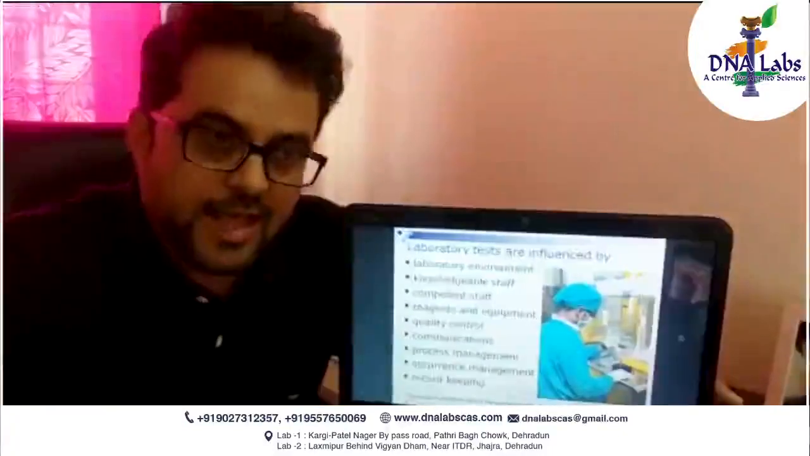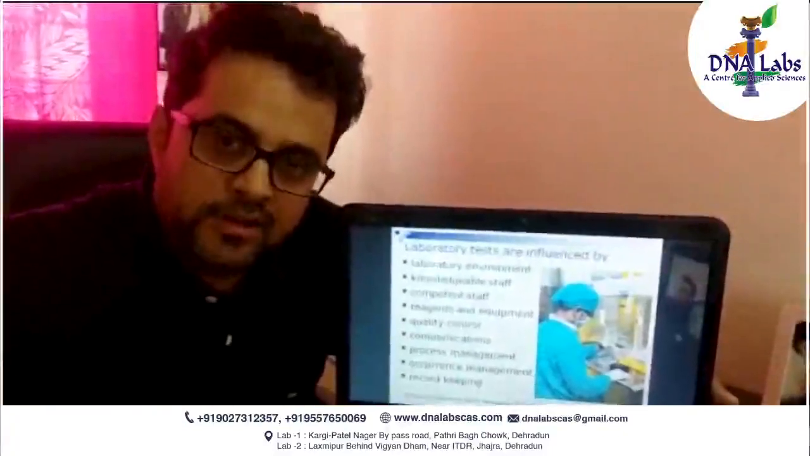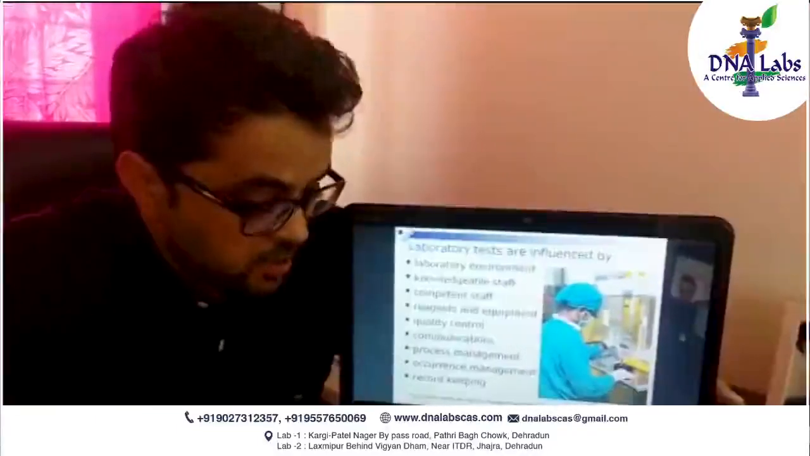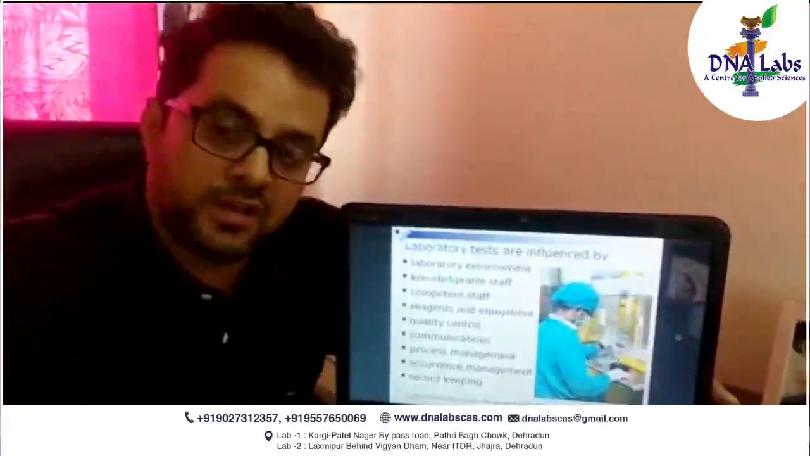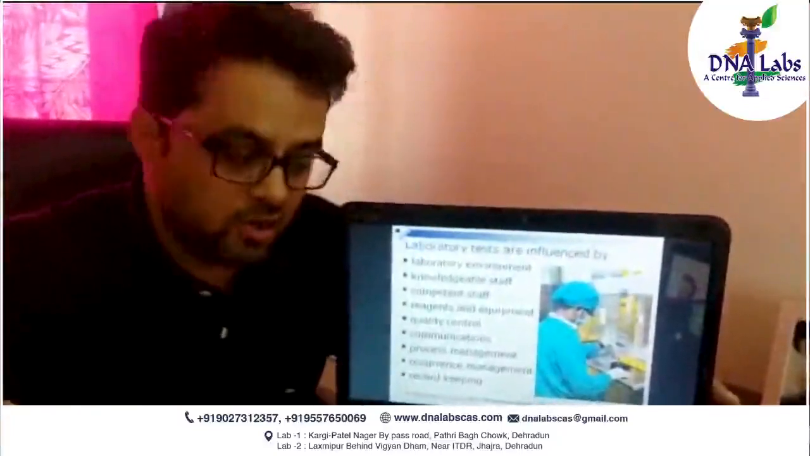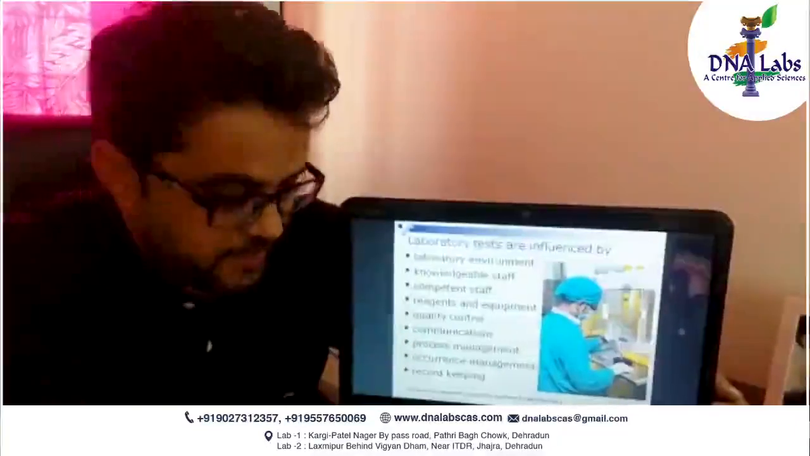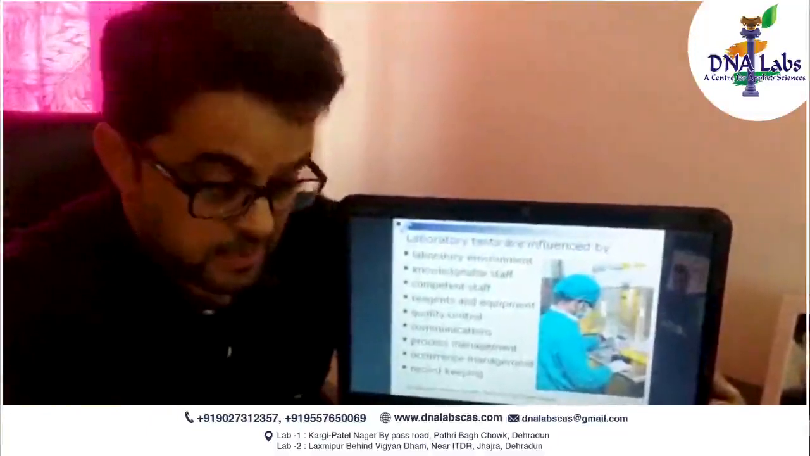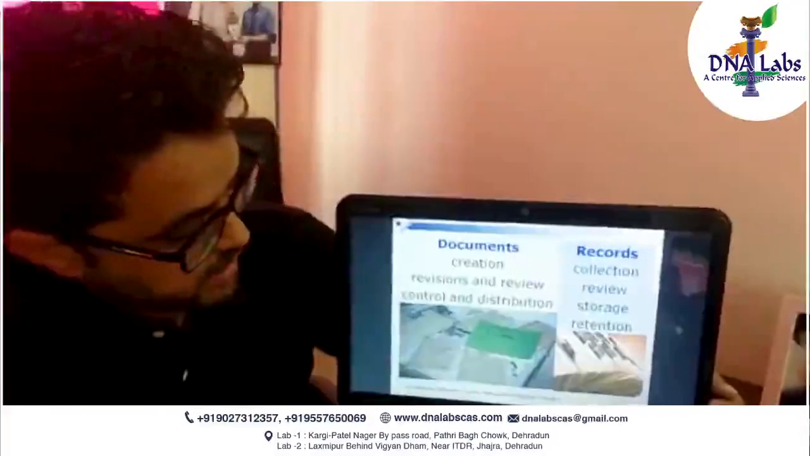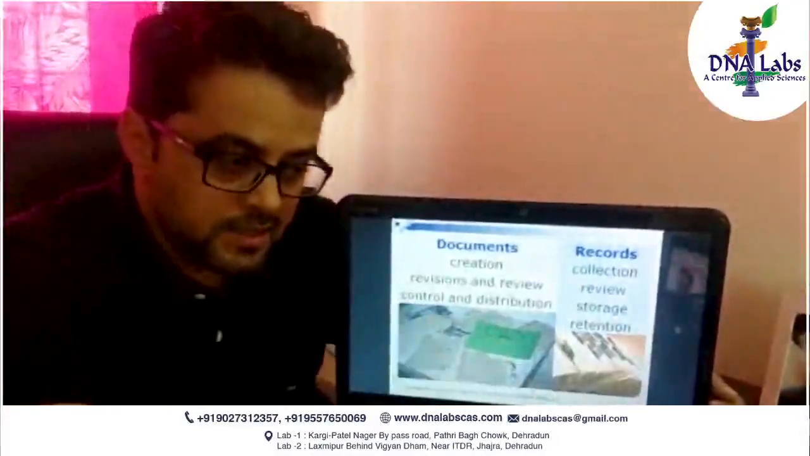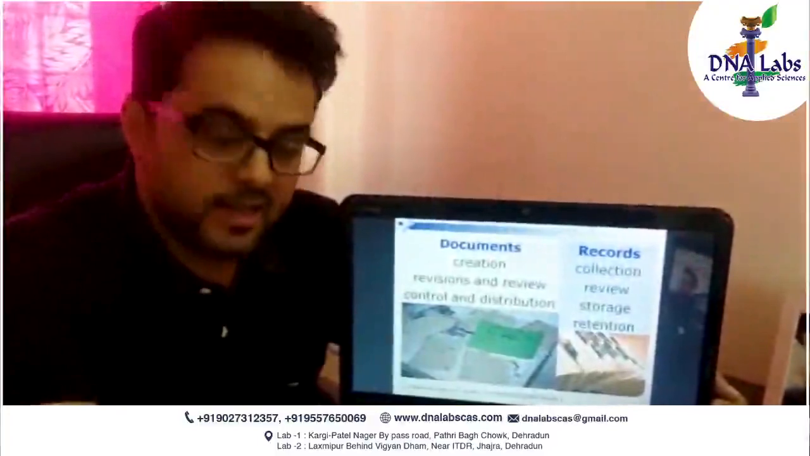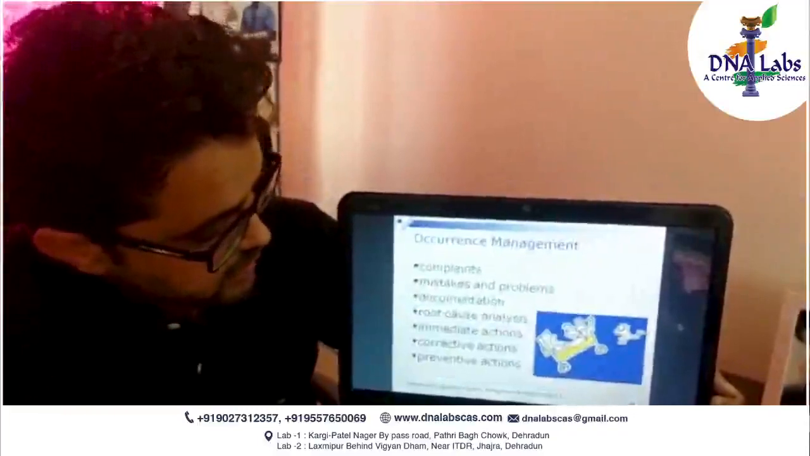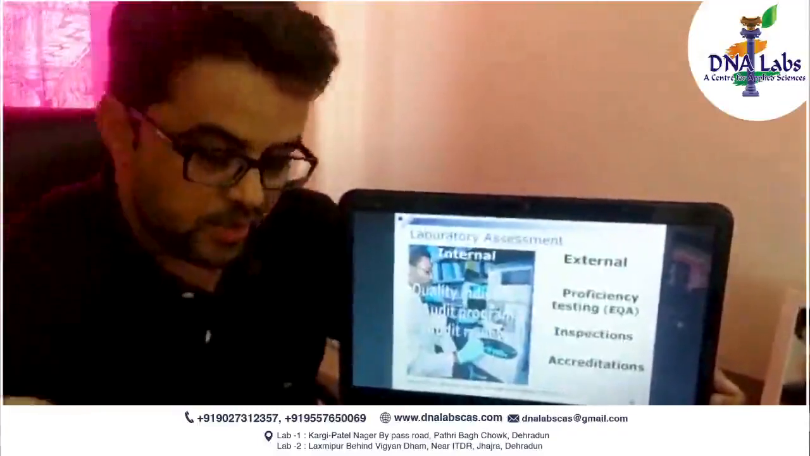Then occurrence management. Any kind of accident can happen in the laboratory. So all laboratories should have protocols that take care of occurrence management. And archiving of the records. You have to archive all the records properly, whether they are patients, samples or documents. If you are not keeping them properly in the laboratory, that means you are making a hell out of the laboratory documents, right? So there are so many things which we have to take care of.